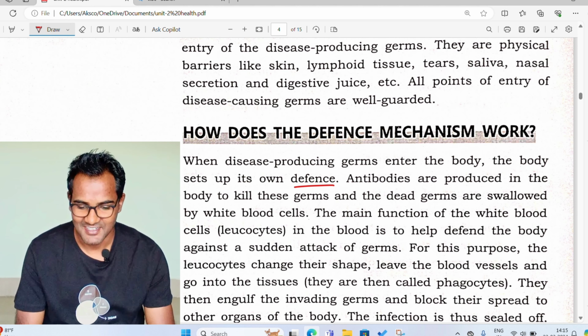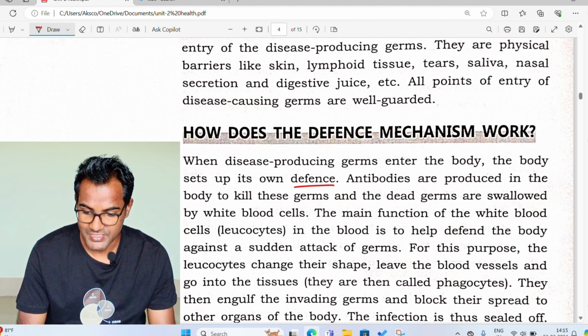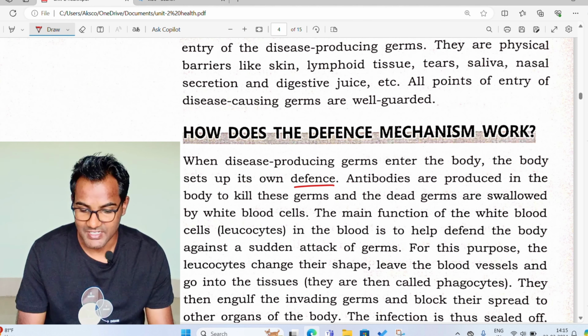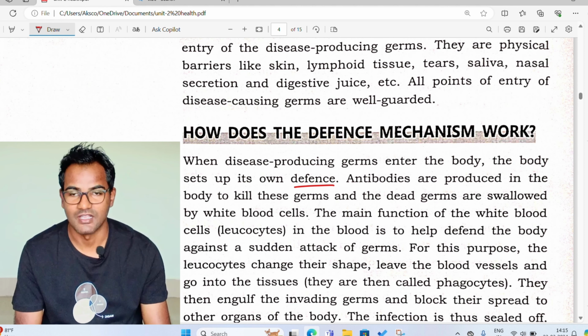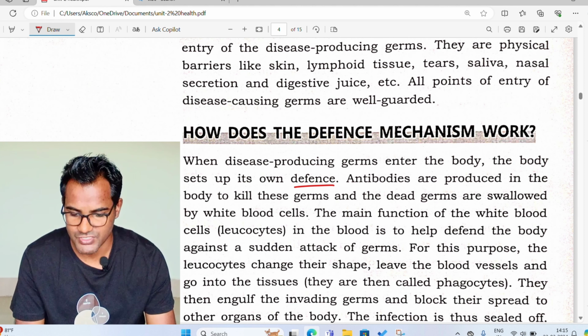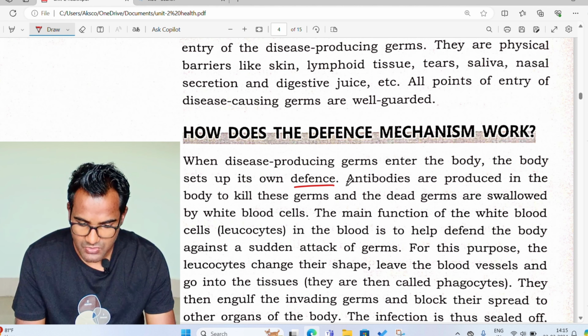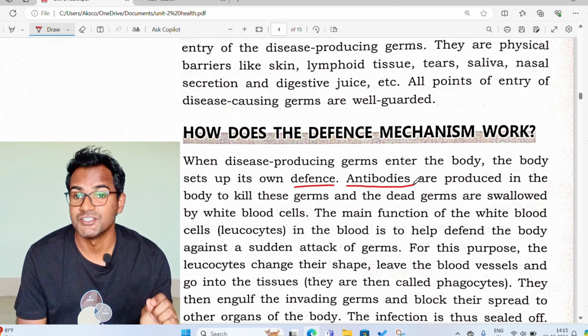All right, then antibodies are produced in the body to kill these germs, and the dead germs are swallowed by WBC. Now you see this line is very important, so you have to mark it. So what is this army? The antibodies. What is that?